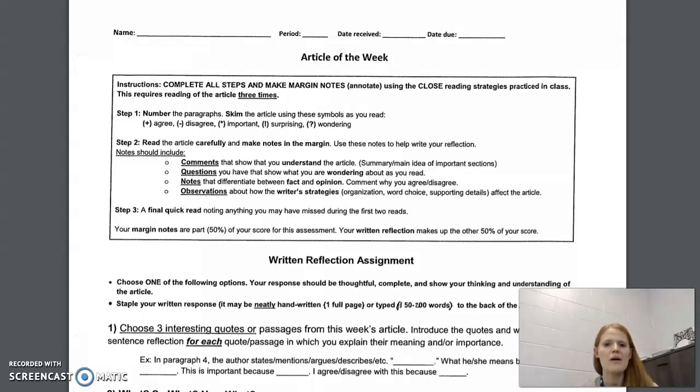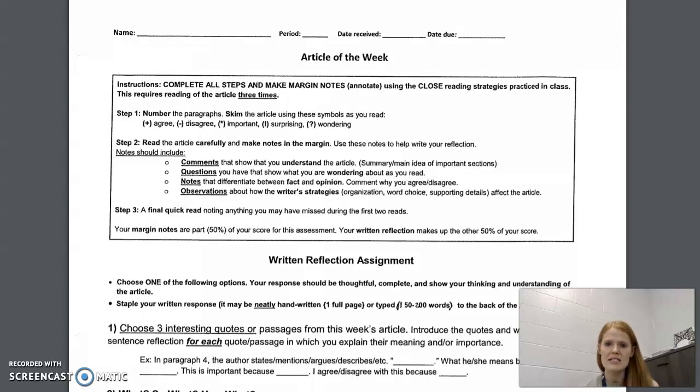Hi class. I wanted to explain to you guys what Article of the Week is and why we do it in my classes. First of all, Article of the Week is a way for you to read current literature. A lot of times in class we're reading things that were written maybe 100 years ago, or if we're reading Shakespeare, 400 years ago. So the Article of the Week is usually about some sort of current event that is happening right now. It's a way for you guys to be up on current events, to practice your annotating and your writing skills, and to become better critical thinkers. So that's why we do Article of the Week.